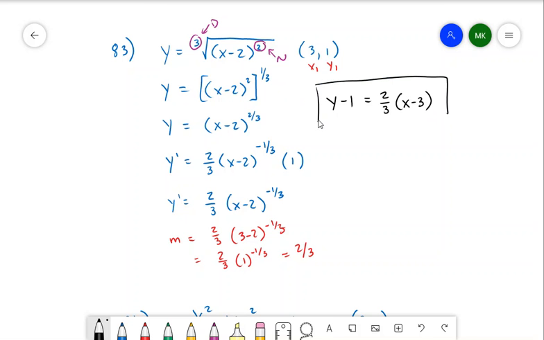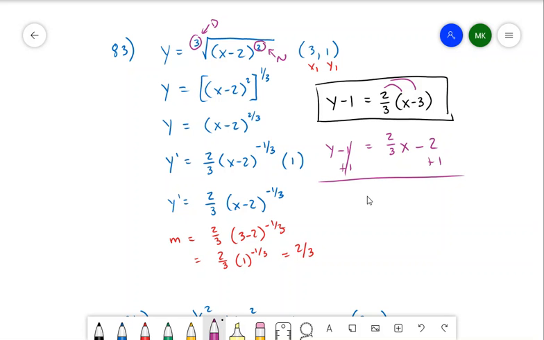Or let's say this was on our test and it was a multiple choice question and maybe the answers were in slope-intercept form. All you would have to do is distribute the 2/3. That would give me 2/3 x minus 2, and then just add 1 to both sides. And that would be 2/3 x minus 1. So both of those answers are fine, the black and the purple. But like I said, if this was a multiple choice question, you're probably only going to see the purple choice there.